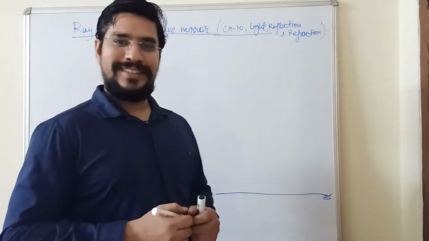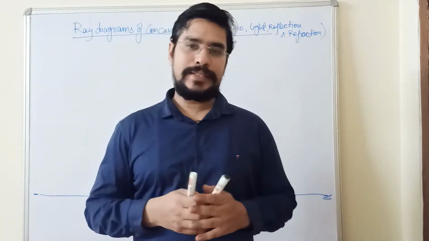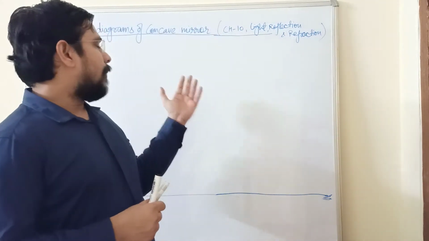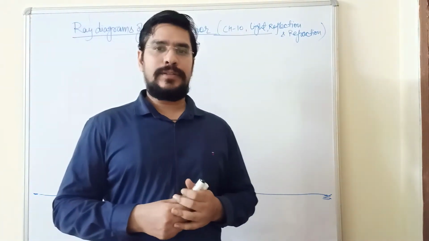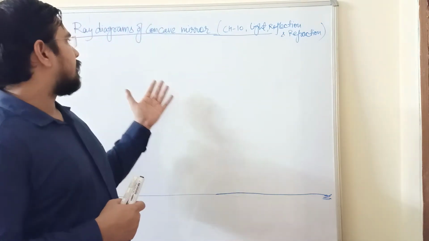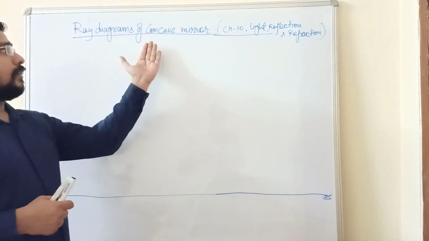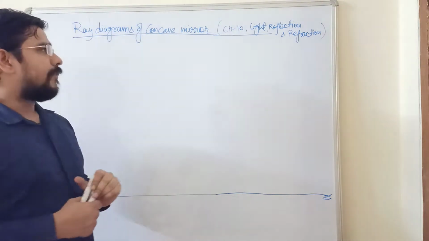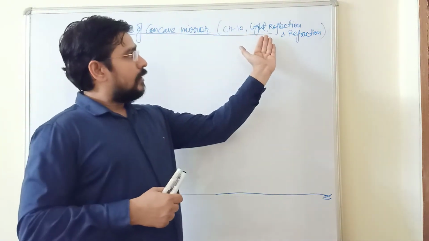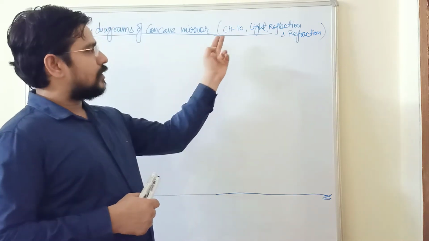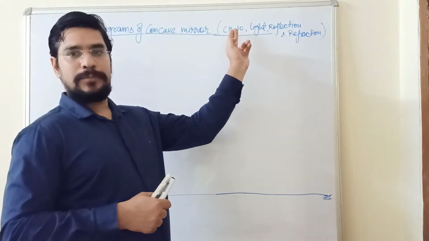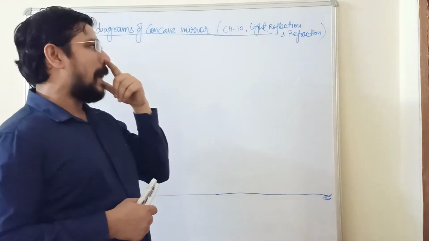Good morning, students. So, as we discussed in yesterday's lecture about the rules for the ray diagrams in mirrors, today we will discuss the ray diagram cases for concave mirror. And one more thing, this is chapter 10, light, reflection and refraction. In yesterday's lecture, by mistake, I wrote here chapter 12. It is not chapter 12, it is chapter 10.